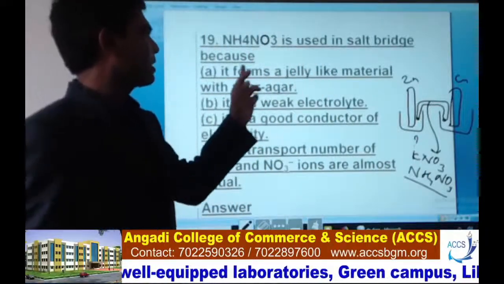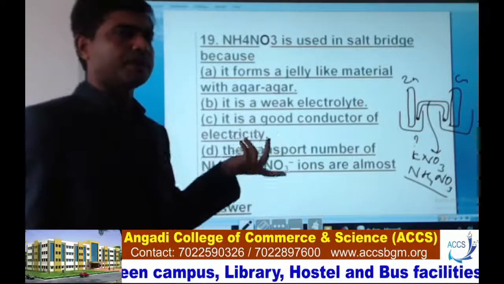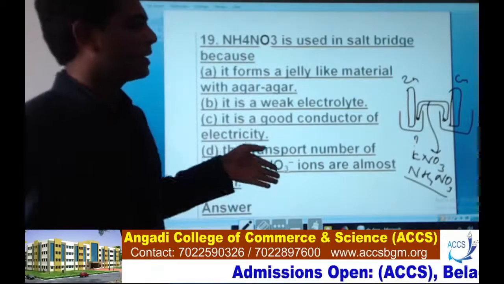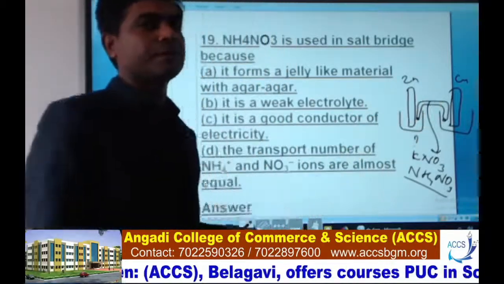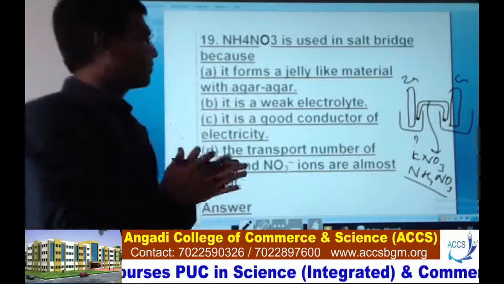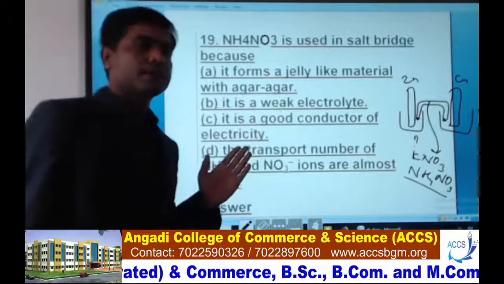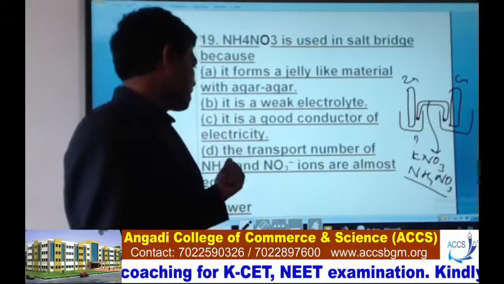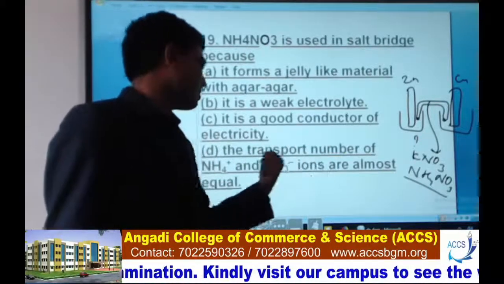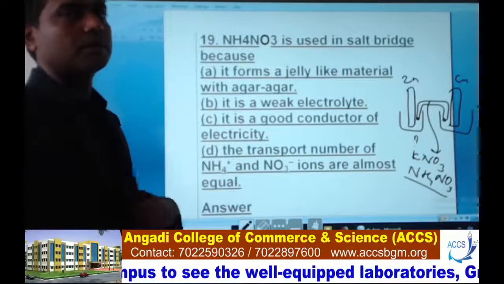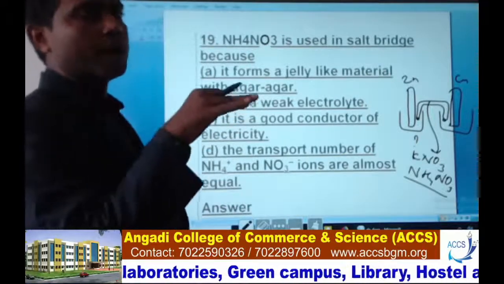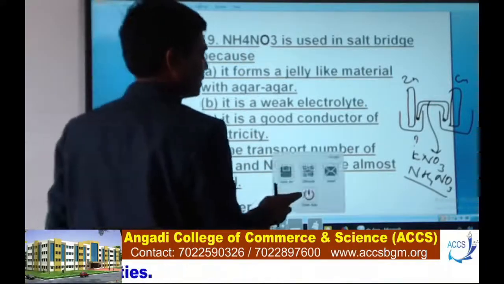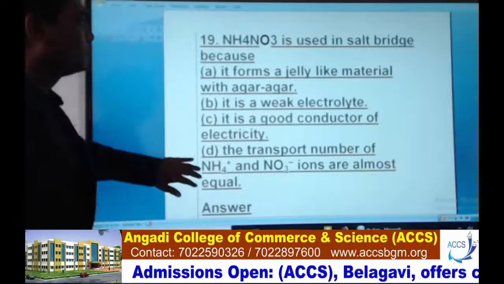It forms a jelly-like material with agar. Yes, it forms, but it is not the reason. It is a weak electrolyte. Yes, it is a weak electrolyte, but weak electrolyte and the salt bridge function are different, because it maintains the mobility of the ions. It is a good conductor of electricity. All the salts are good conductors, which are made up of acid and base. The transport number of both ions are almost equal. That is the main condition. If the transport numbers of any two ions, cation and anion, are equal, they can be used in the salt bridge. Okay. Next question.